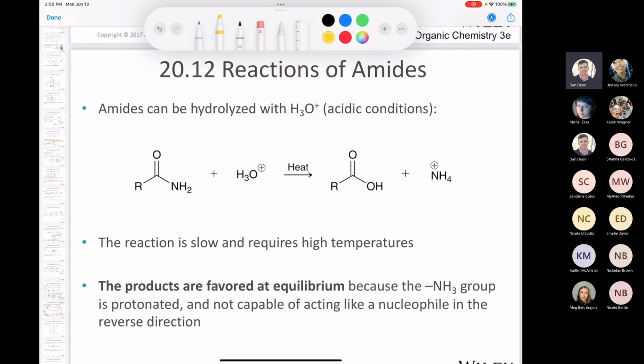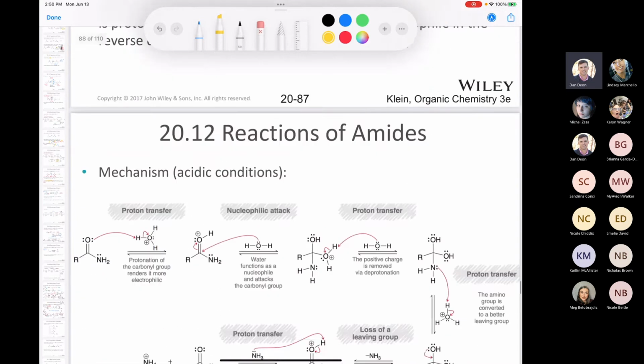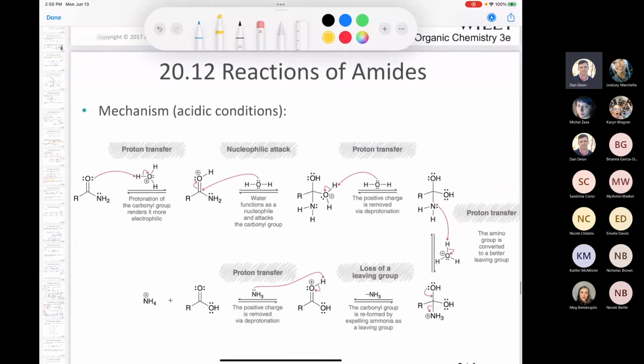Yeah, the product is favored because in the end, you end up with ammonium, and ammonium can't act as a nucleophile. So the reaction cannot go in the reverse direction. I'm paraphrasing what I said already, but what I have in my notes in front of me, and I'll write it here as proof, is I will not ask you this. Will not ask this mechanism on a quiz.